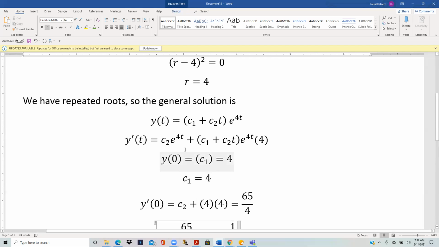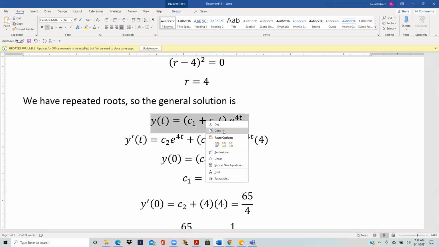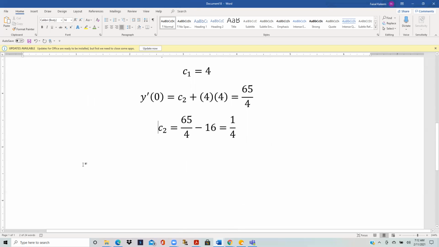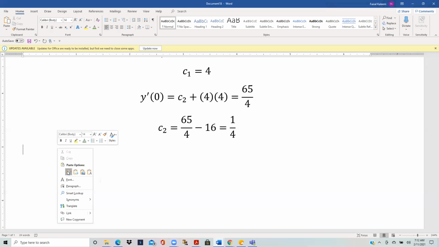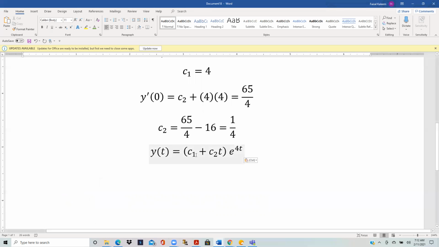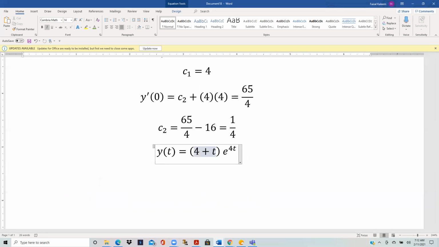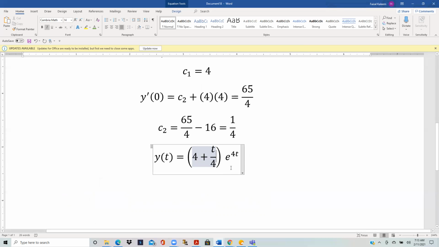And now we substitute them into the y equation. C1 is 4. C2 is 1 over 4. So this would be t over 4. So y equals (4 plus t over 4) e to the 4t.